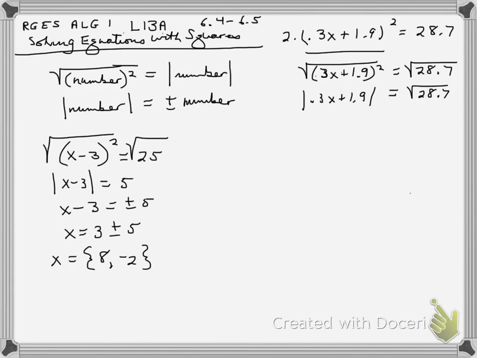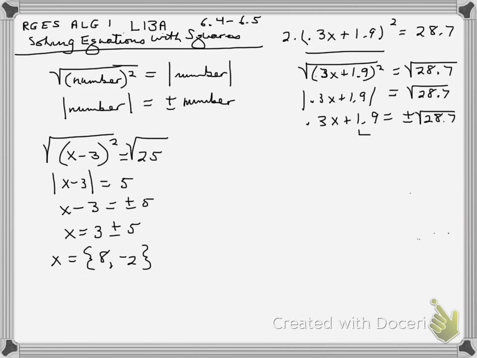Now, to remove the absolute value signs, we're just going to keep this plus or minus the square root of 28.7. Since you've learned to do this efficiently on the calculator, we'll keep this to the very last step, which would be much more typical of how it would be done in real life work.